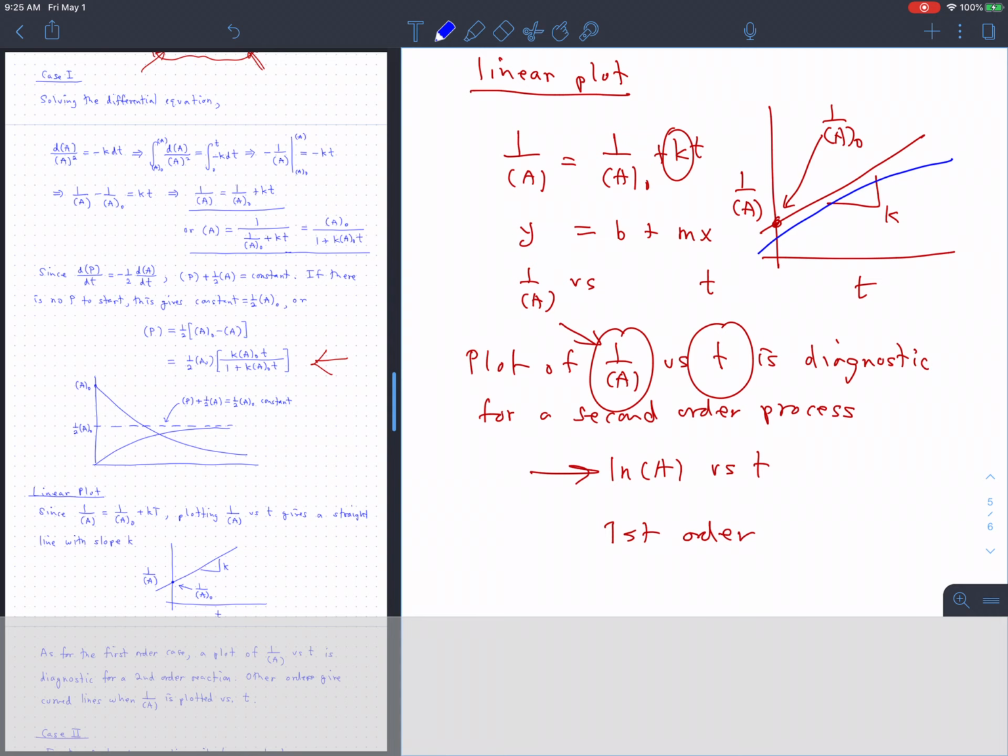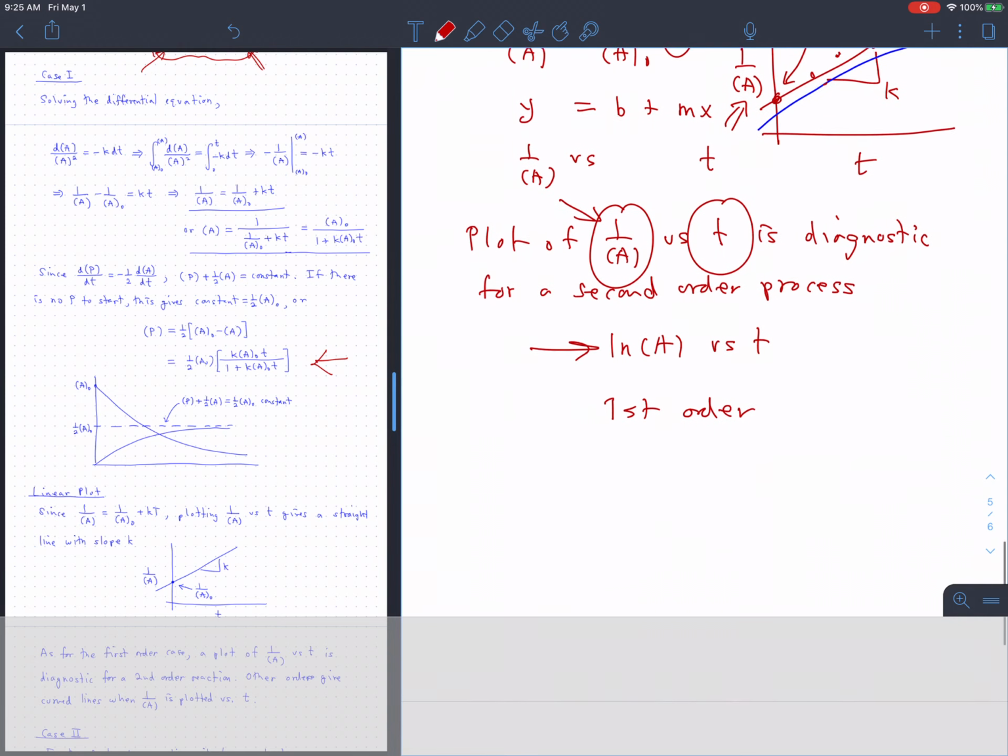Again, as I said before with the first order case, in real situations you've got some instrumental noise, some experimental noise, and you can't always tell if something's truly a straight line or not. But if it looks like a straight line for a 1 over A versus t plot, then you have at least good evidence that it's a second order process. All right.